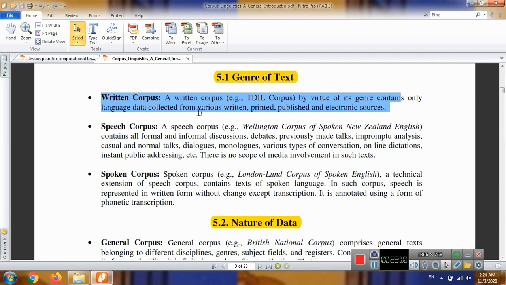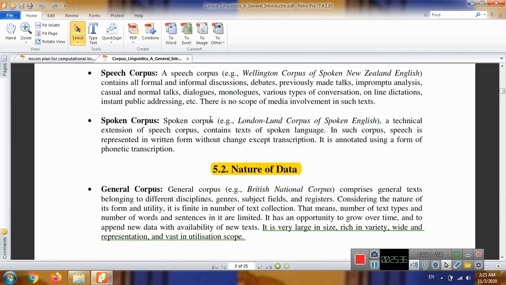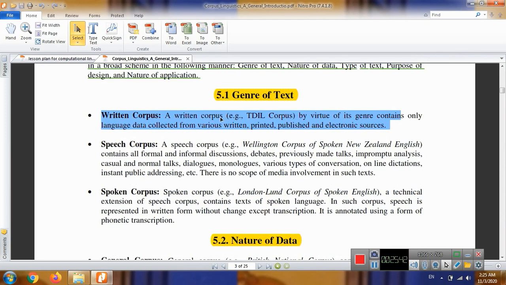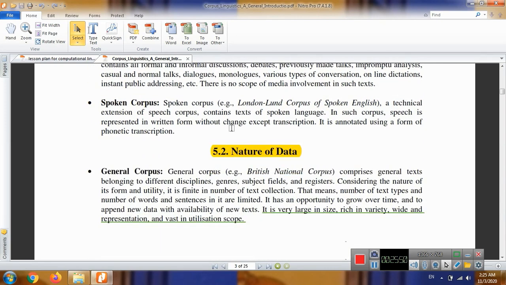But what about the spoken corpus? Spoken corpus, like London-Lund corpus of spoken English, a technical extension of speech corpus, contains texts of spoken language. In such corpus, speech is represented in written form without change except transcription. It is annotated using a form of phonetic transcription. These three features, written corpus, speech corpus, and spoken corpus, are three subparts of the genre of text.